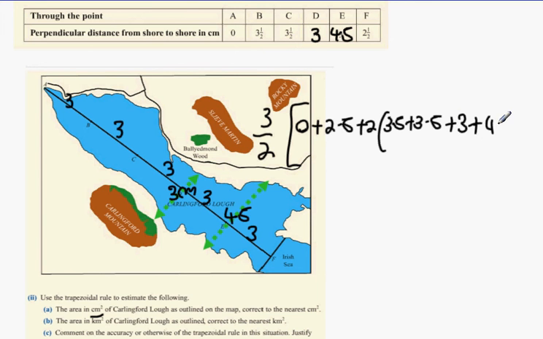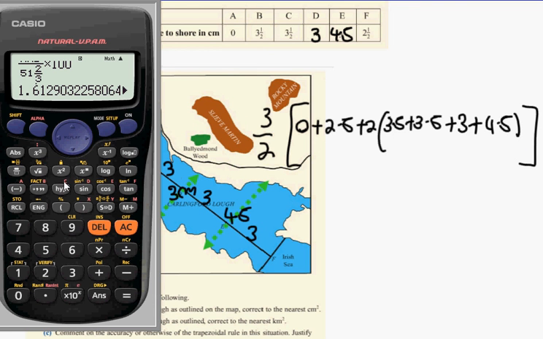Will somebody try that on the calculator for me, please, and see what you get? Come on, everybody try it out so we know we all agree. 3 over 2, times 2.5 plus 2 times 3.5 plus 3.5 plus 3 plus 4.5. Okay, let's see what happens here.